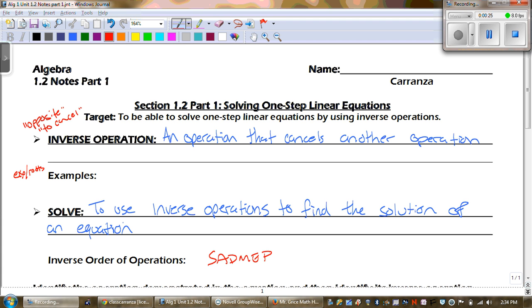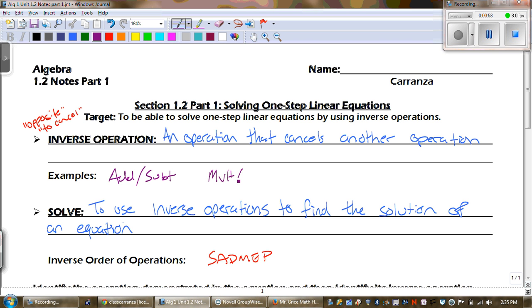Now, an inverse operation is an operation that cancels another operation. A lot of the time you're going to hear Ms. Carranza and me say opposites or to cancel. Some examples: we have addition. What's the opposite of addition? That would be subtraction. Same thing with multiplication. What is the inverse of multiplication? Well, duh, Mr. Grice, that's division.